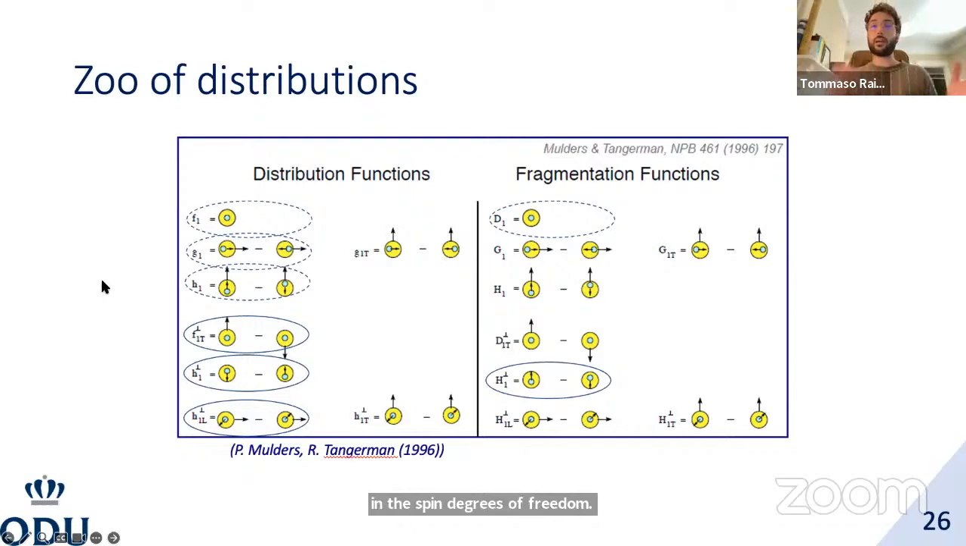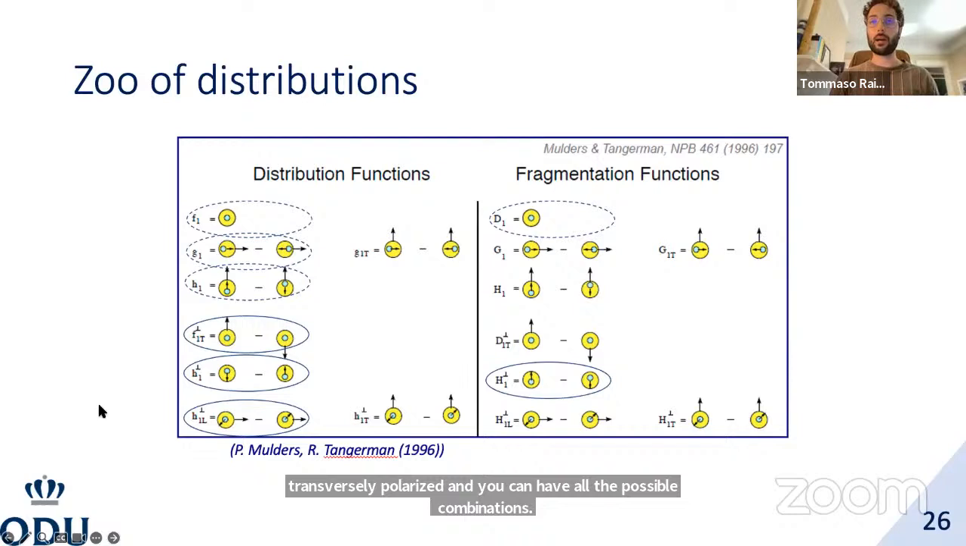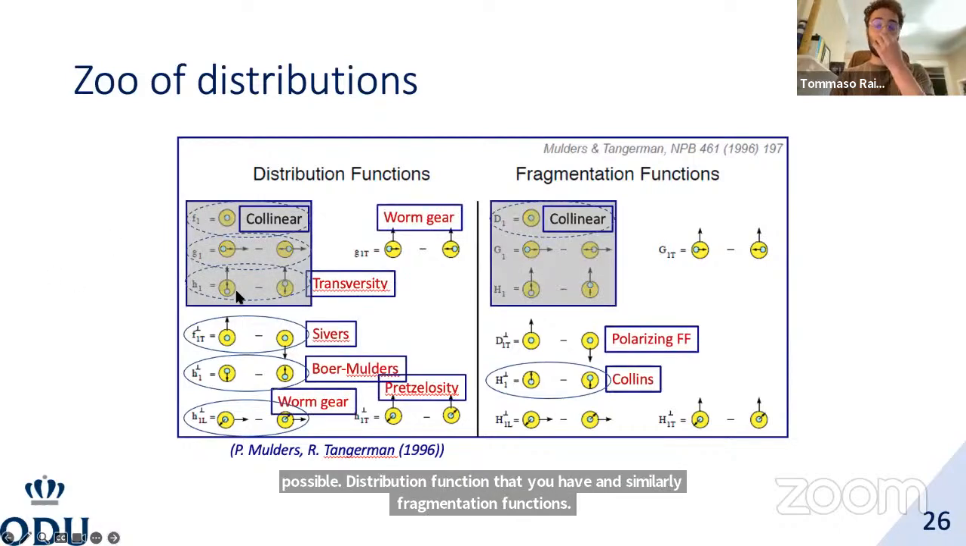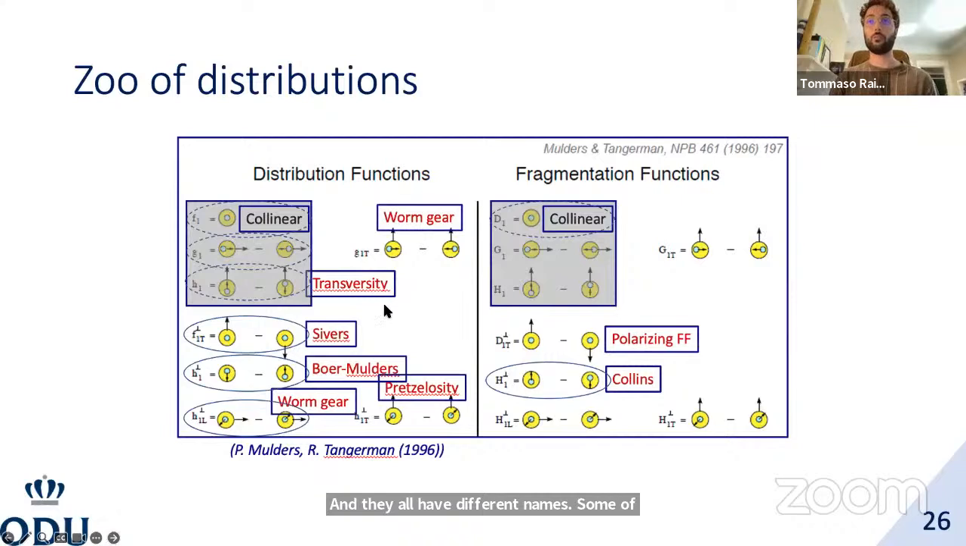And you have all the possible combinations, because spin is not a number. You can have it longitudinally polarized, you can have it transversely polarized, and all the possible combinations. What I'm showing here is all the possible distribution functions that you have, and similarly fragmentation functions. They all have different names. Some of them are very weird, and I don't really know why, like worm gears, very weird name.